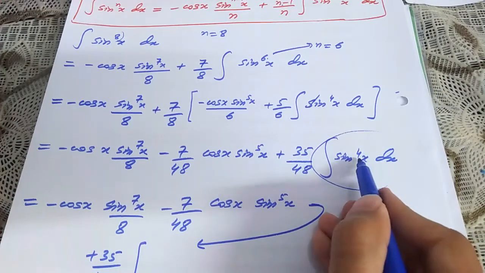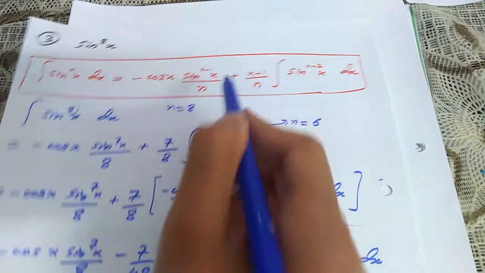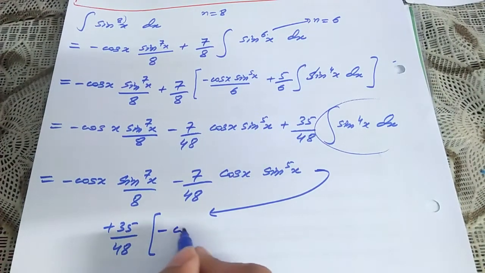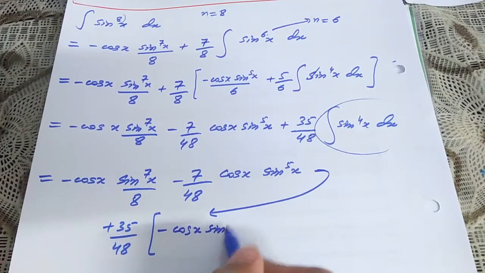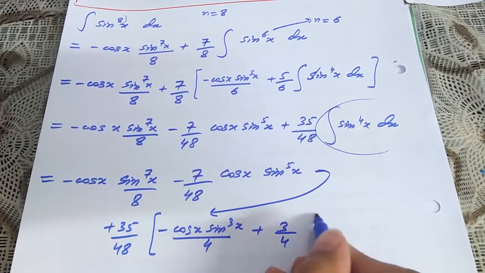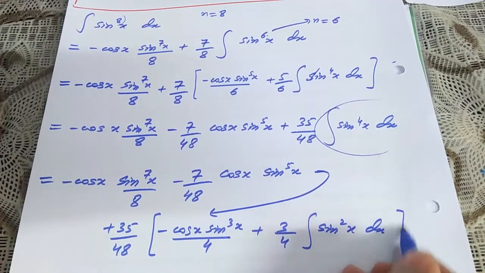And I'm using n here as 4. Replace n with 4 here. We will get here in our answer minus cos of x sine cube of x over 4 plus 3 over 4 integration sine square of x dx.